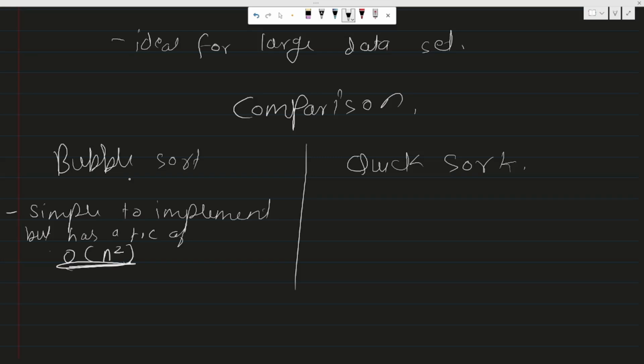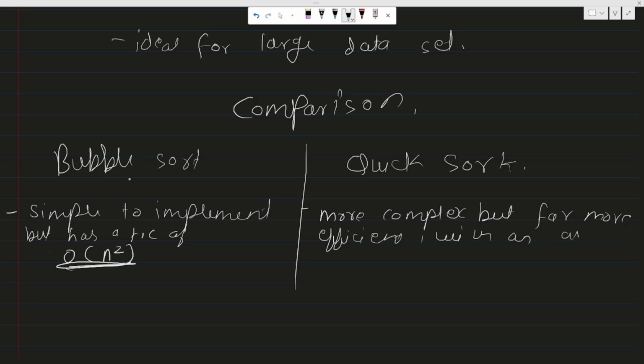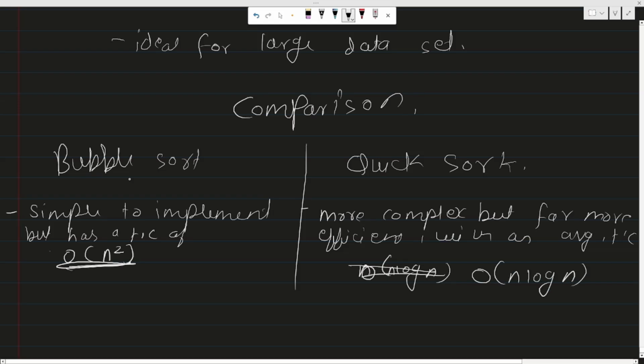And for quick sort, it's more complex, but far more efficient, with an average time complexity of O(n log n). This is the complexity of quick sort.